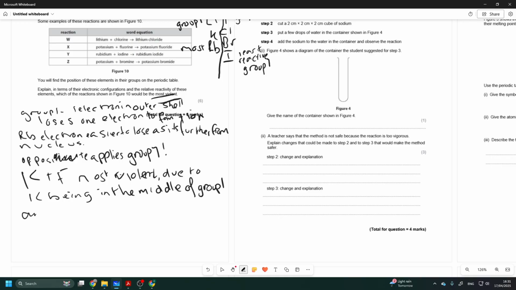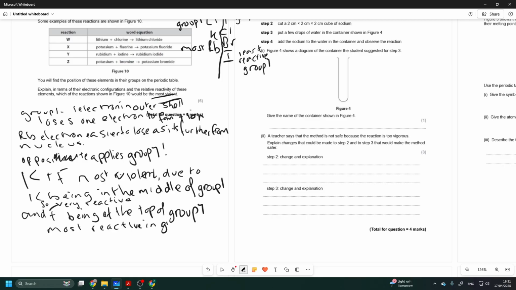So, very reactive. It's not the most reactive one we're given, but it's very reactive. And fluorine being at the top of group 7 makes it the most reactive in group 7.